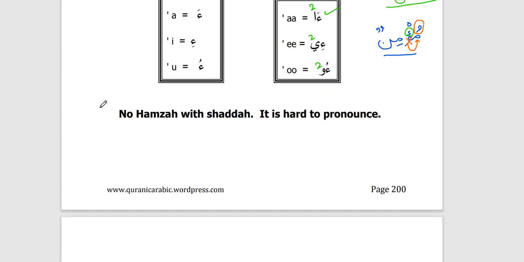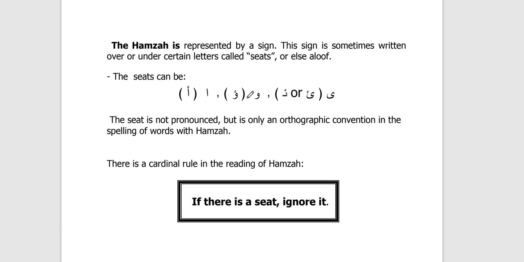Now this is very important: hamza does not come with shadda, because it's really hard to pronounce. And here you can see hamza is represented by a sign. This sign is sometimes written over or under certain letters called seats. That's what I was speaking about a moment before. They are called seats.